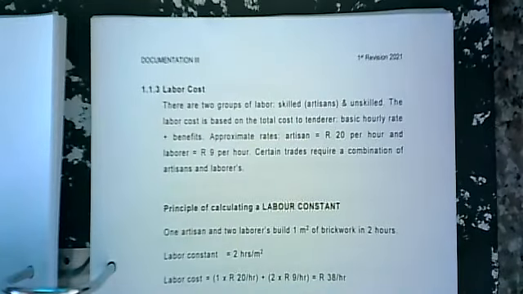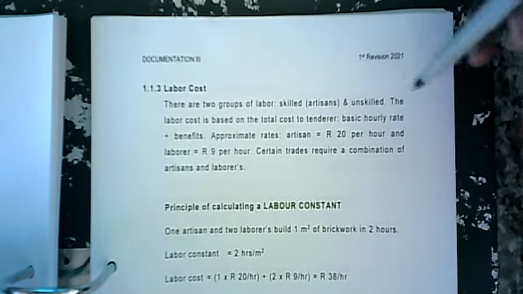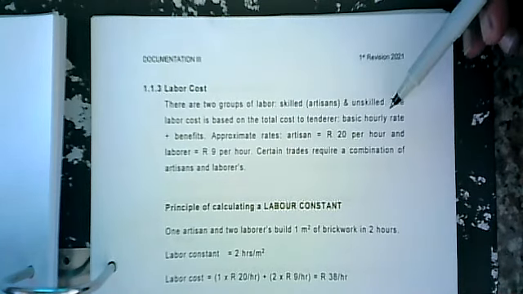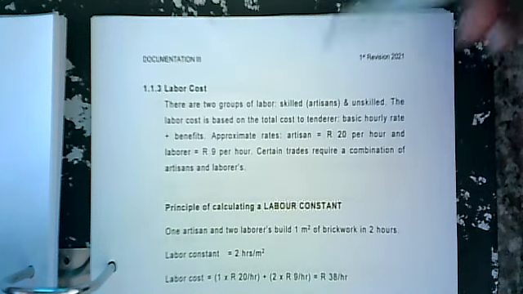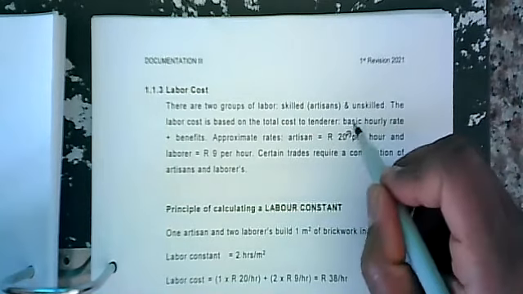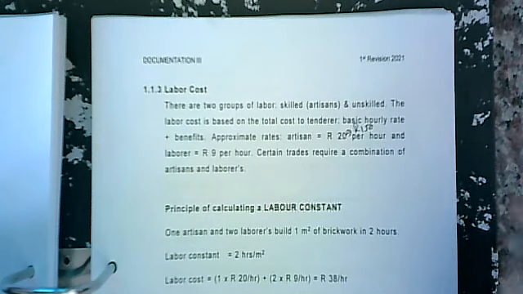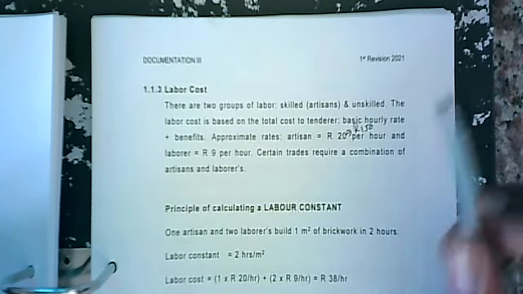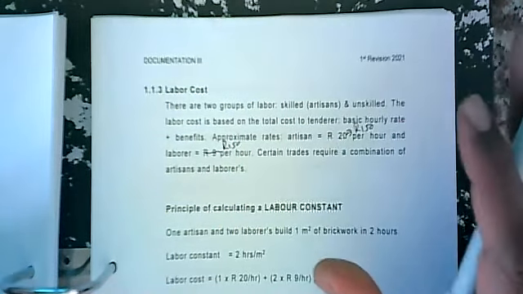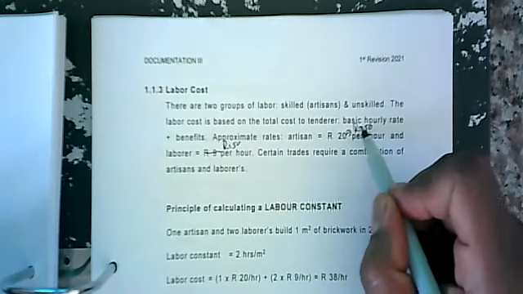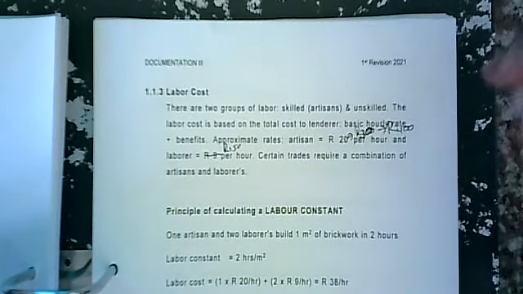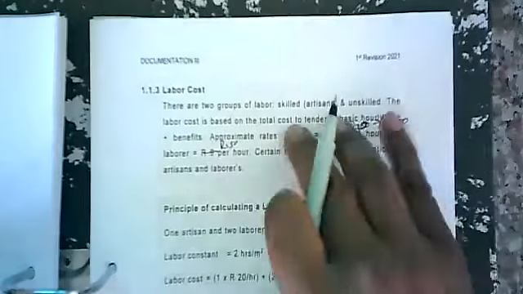Labor cost. There are two groups of labor, skilled, which is artisans, and unskilled, as I've already discussed. The labor cost is based on the total cost to the tenderer, basic hourly rate plus benefits. Approximate rate, now these rates are very old. Current rates, depending on location, we're looking at basically 150 Rand per hour for unskilled labor. And depending on what the artisan is, either a plasterer or bricklayer, we're looking between 300 to 400 Rand per hour. Just to give you an idea of their costs. Don't worry about these numbers, we're not going to be using them.